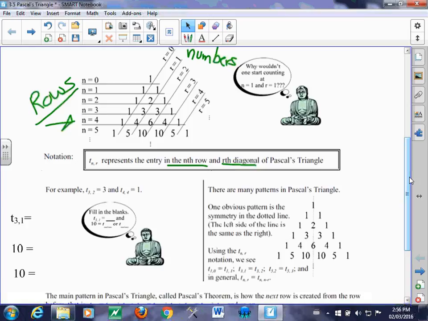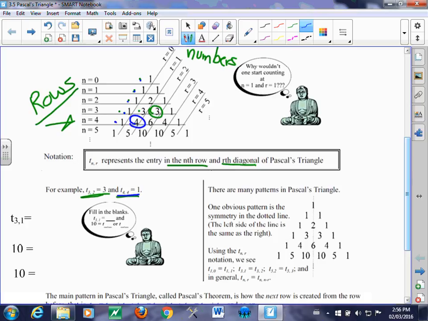So it says, for example, T(3,2) equals 3. So I'm going to count down 0, 1, 2, 3, and then go 0, 1, 2, that's 3. Okay? All right. And then when I go T(4,1) equals 1, I'll change colors, so I'll make that blue. So I count down 0, 1, 2, 3, 4, and then I go 0, 1. That's where that counts for.